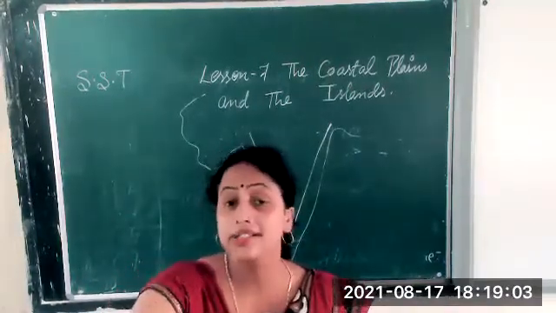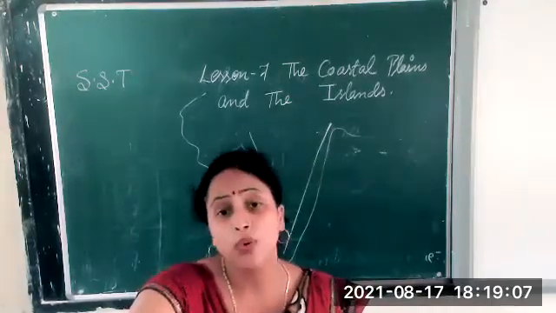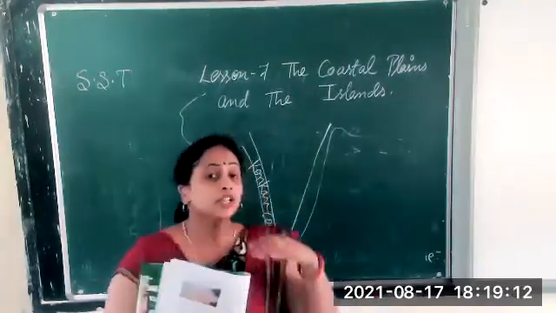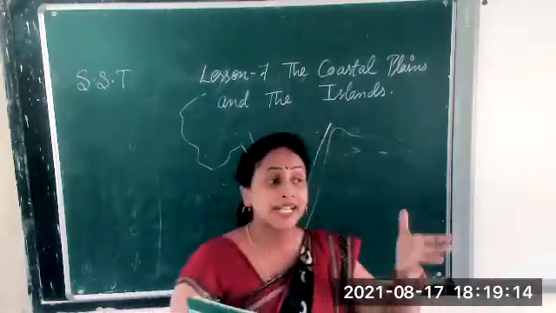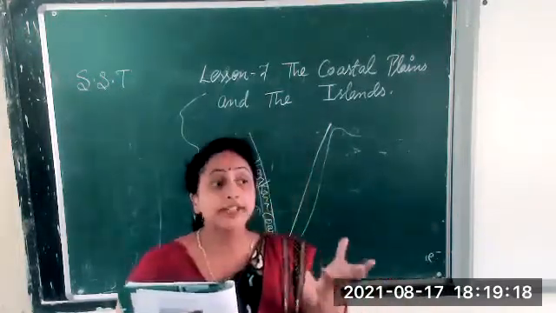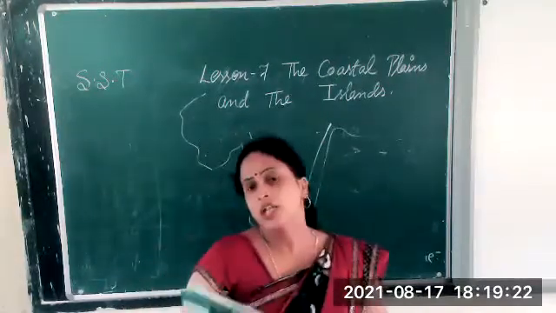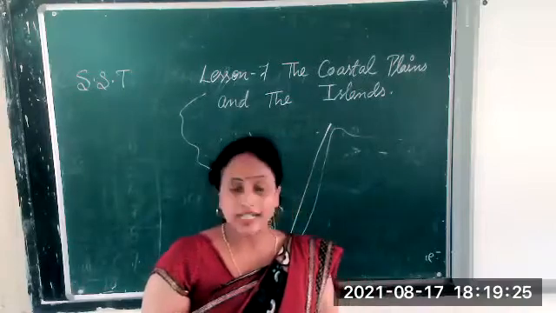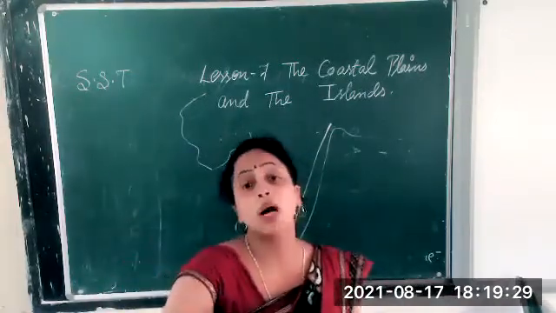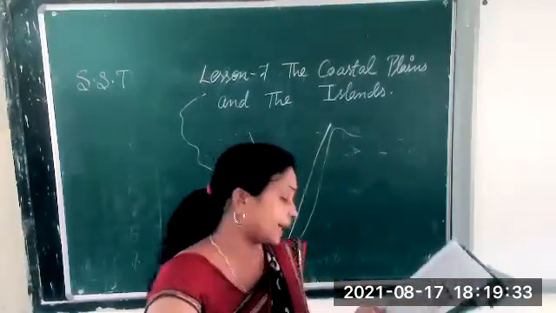It has good fertile soil, so we call it the rice bowl of India. Why? Because heavy rainfall takes place and rice needs a lot of water to grow. Then only rice will grow, no? So that region is called the rice bowl of India. That coastal region is called the rice bowl of India.